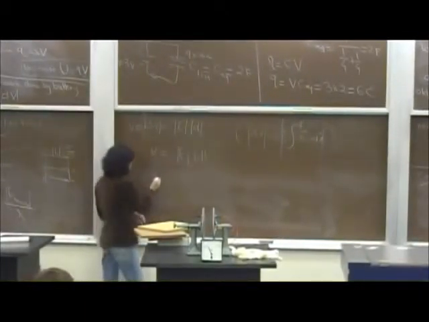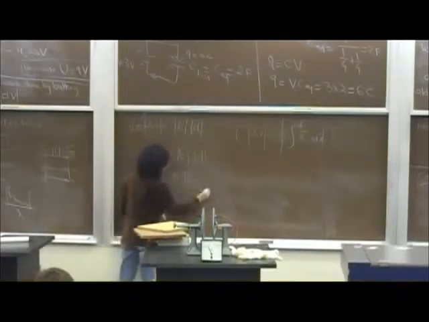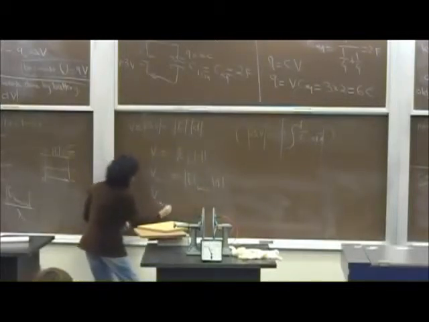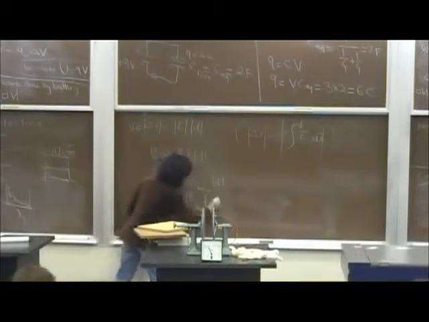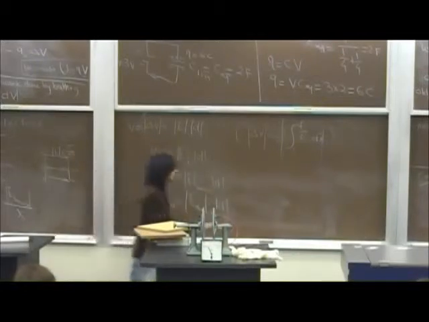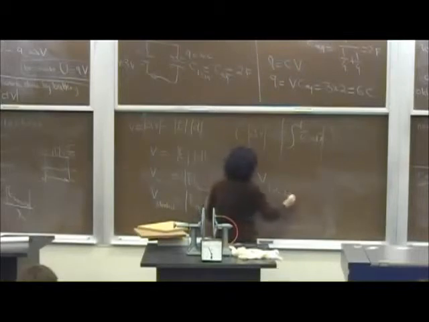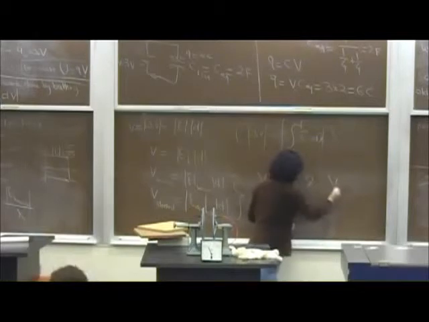right? So V vacuum will be E vacuum times D, and V dielectric will be E dielectric times D. So which one is more? Who wants to tell me, from looking at these two things, what should be the relationship between V dielectric and V vacuum?